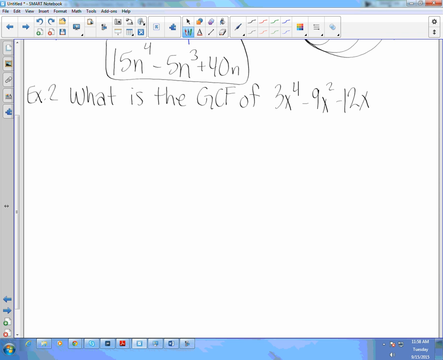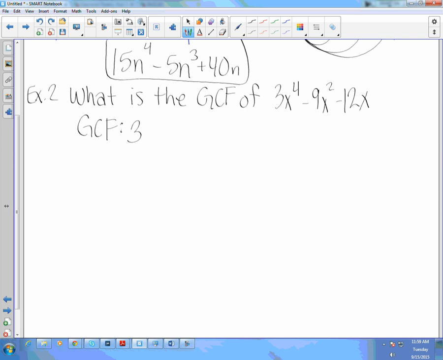You are used to the numbers. I see fingers in the air. What's the greatest number I can divide into 3, negative 9, and negative 12? Good. Okay, it is a 3. So our GCF starts with a 3. They have more in common, don't they?